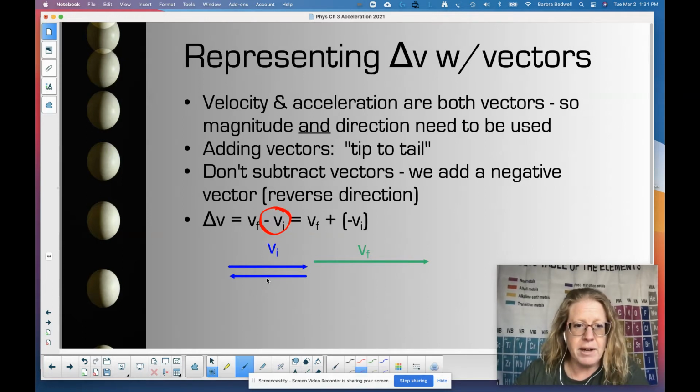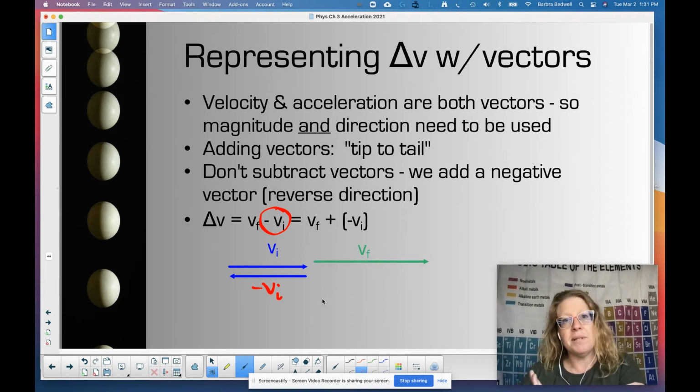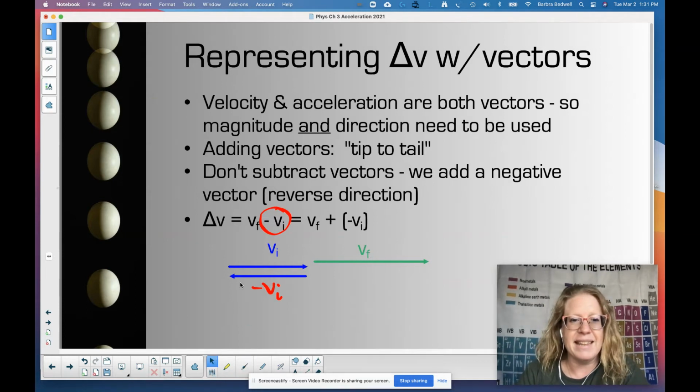It's now negative VI. Okay, it's got the same magnitude, and it has the opposite direction. And again, this is the key part to adding vectors together, or subtracting vectors. We're going to take the negative of it and move it around. So now what I can do is I can take this vector and add them together and see what our difference is.